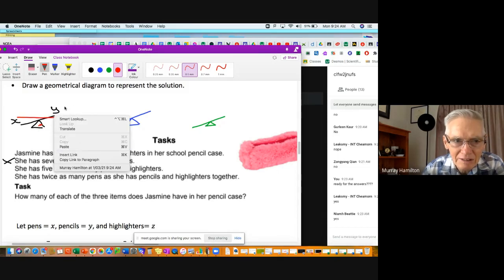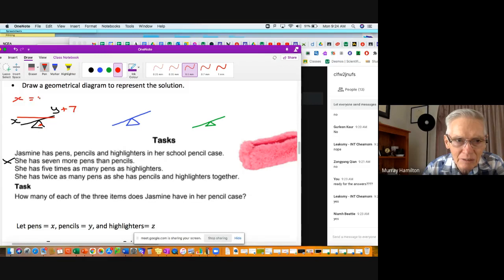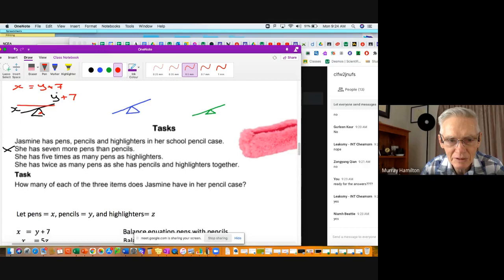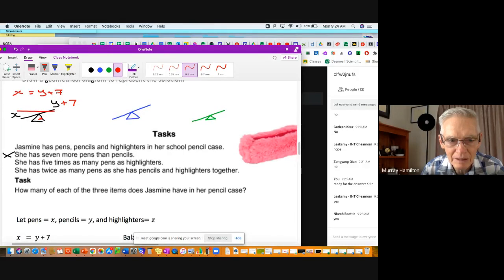I'd have to add the 7 on to the number of pencils. So I get the equation x equals y plus 7. So let's have a look and see if that's what I got there. There's my balance equation, x equals y plus 7. So that was correct. Now we go to the next one.